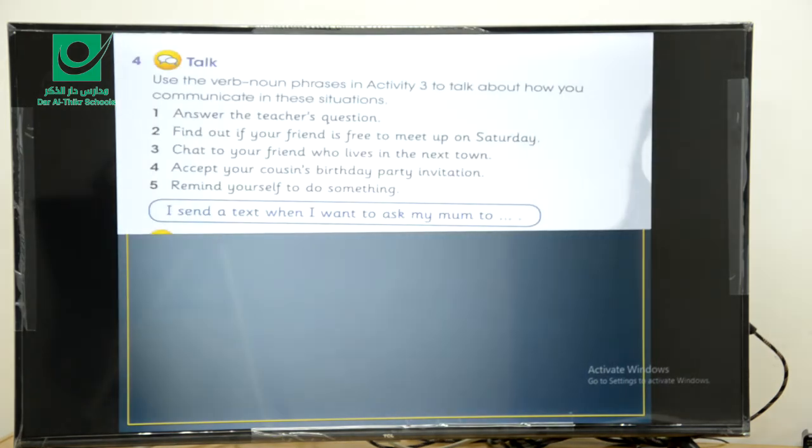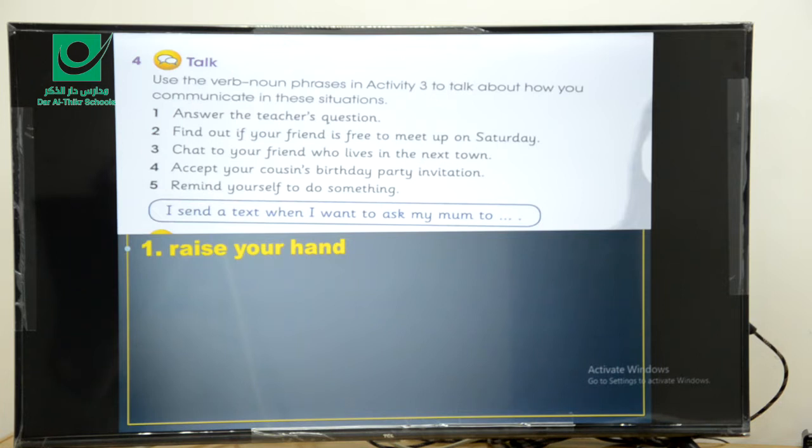Now, use the verb noun phrases in activity 3 to talk about how you communicate in these situations. If I read the first situation, you need to tell me which way of communicating do we normally use. The first one, if you want to answer the teacher's questions, what are you going to do? We say, number 1, raise your hand.